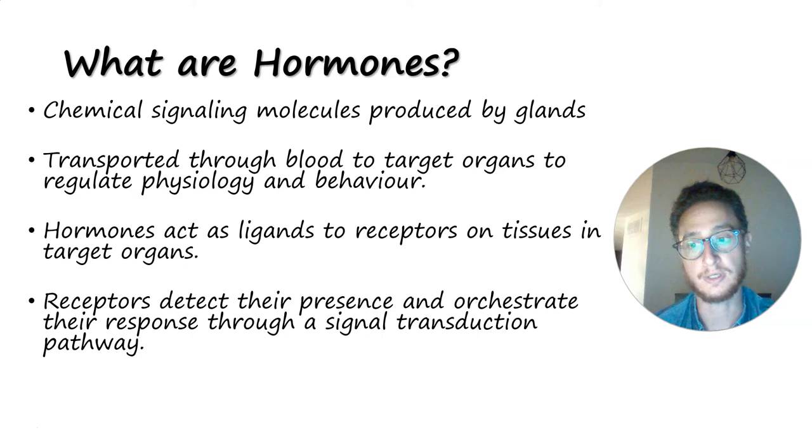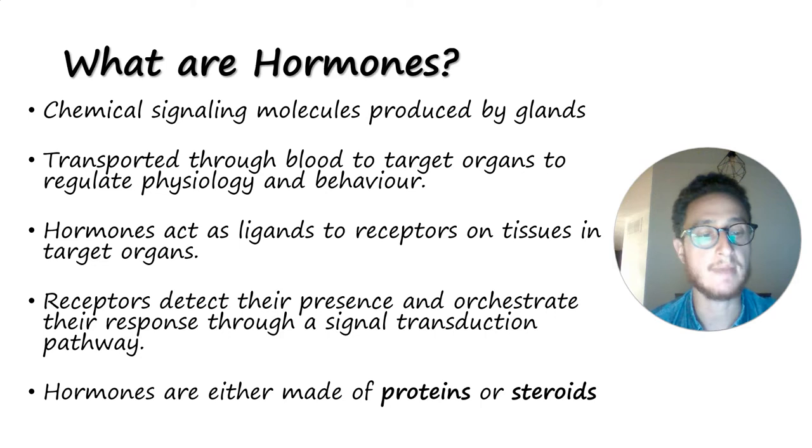And so the receptors on those tissues are going to detect the presence of the hormone, and they're going to be responsible for orchestrating some kind of a response through what we call a signal transduction pathway. There are two main types of hormones used in the body, and those are ones that are protein-based, and others are steroid-based.